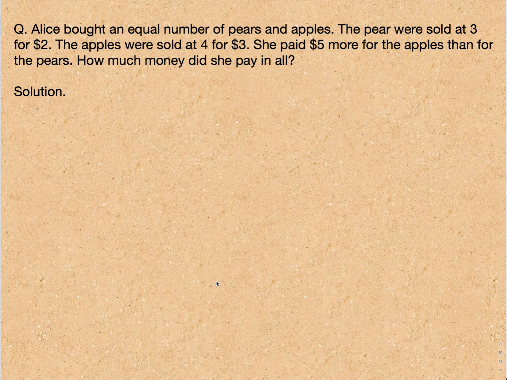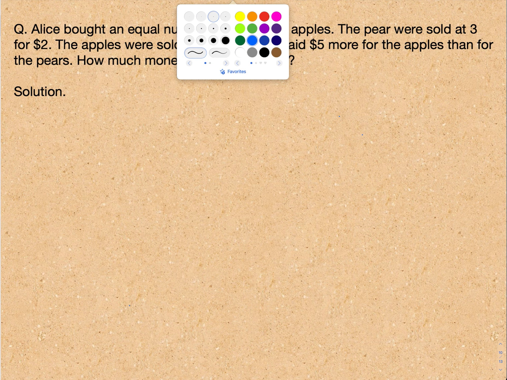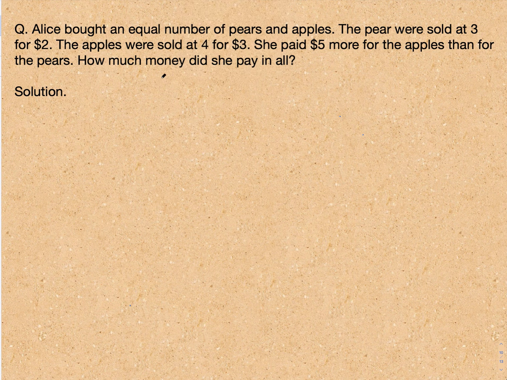So let's solve another interesting word problem on whole numbers. Let's start with reading the question first. Alice bought an equal number of pears and apples. The pears were sold at 3 for $2. The apples were sold at 4 for $3. She paid $5 more for apples than for pears. How much money did she pay in all?